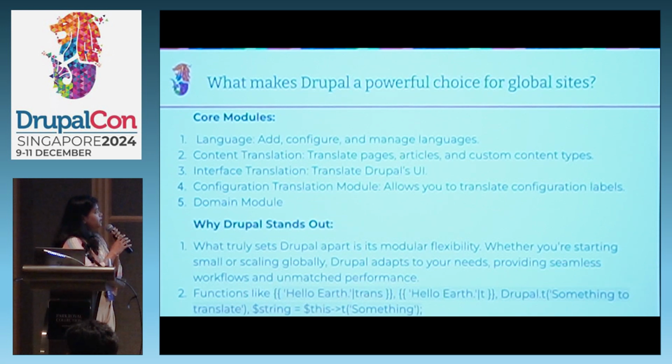So the language module, as we saw, we were able to add and configure different languages with the help of that. In the content translation module, we were able to select the content types for which the translation can be made. And also with the interface and configuration modules, we were able to translate the interface and configurations respectively.